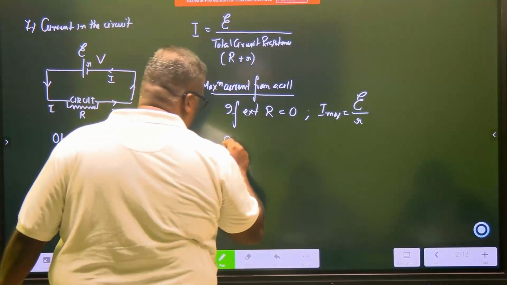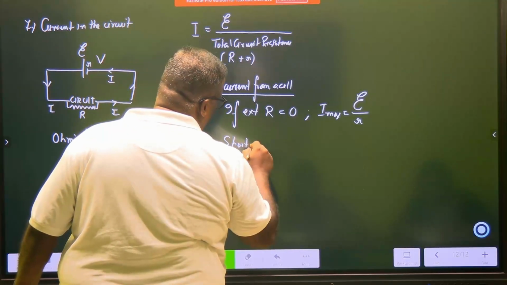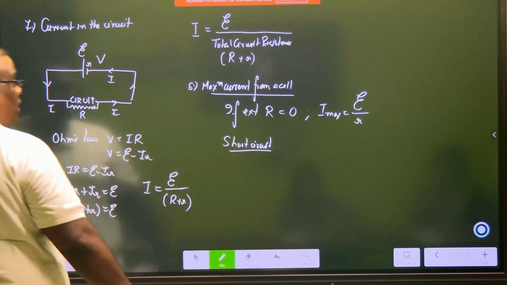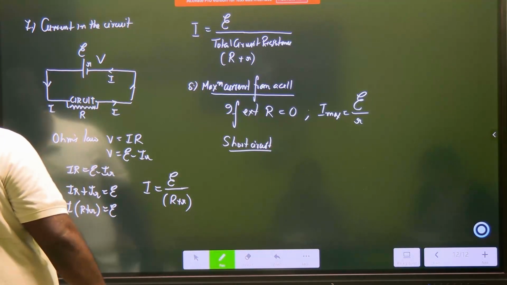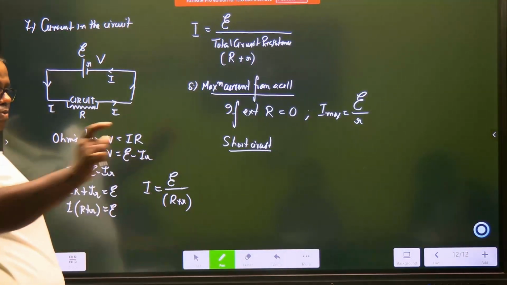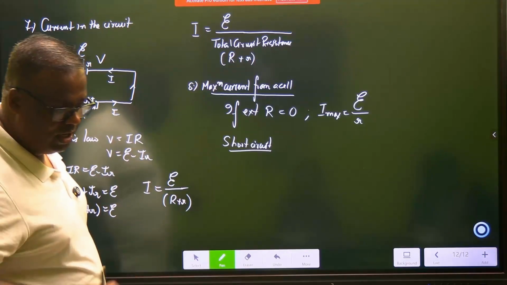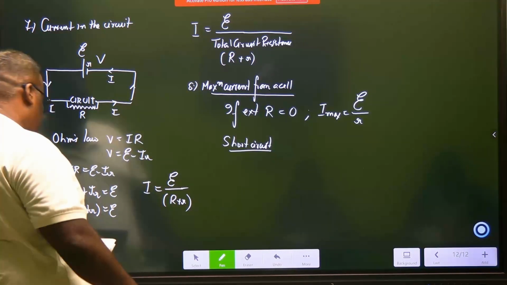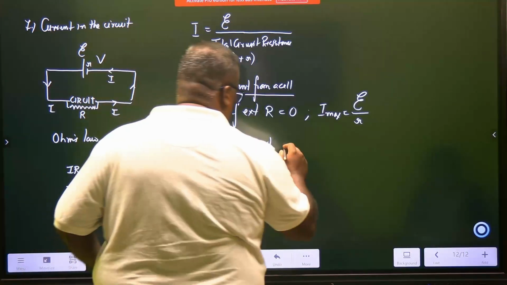On this, let us also say something called short circuit. Short circuit means you are connecting one end of the cell to the other end. Short circuit, have you understood? Take one wire from one end of the battery and connect it to the other. Immediately it will heat up, even that one small 1.5 volt cell.